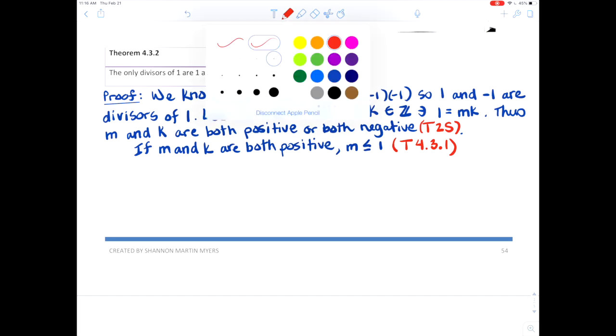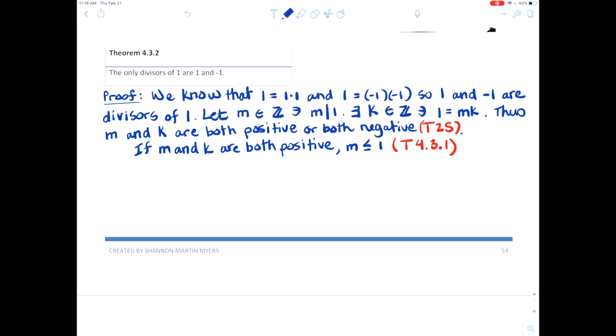4.3.1. Thus, m would have to equal to what? Beautiful. m would have to equal 1, since there does not exist a positive integer which is less than 1. So we've shown the case where they're both positive.